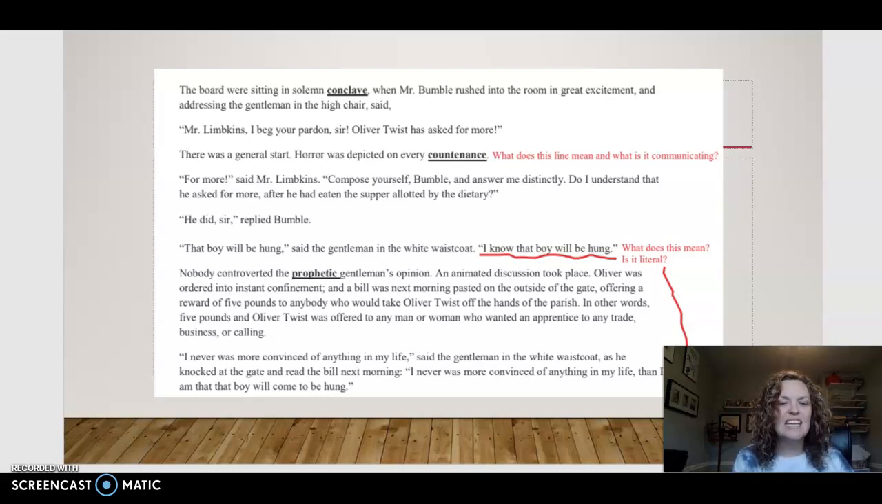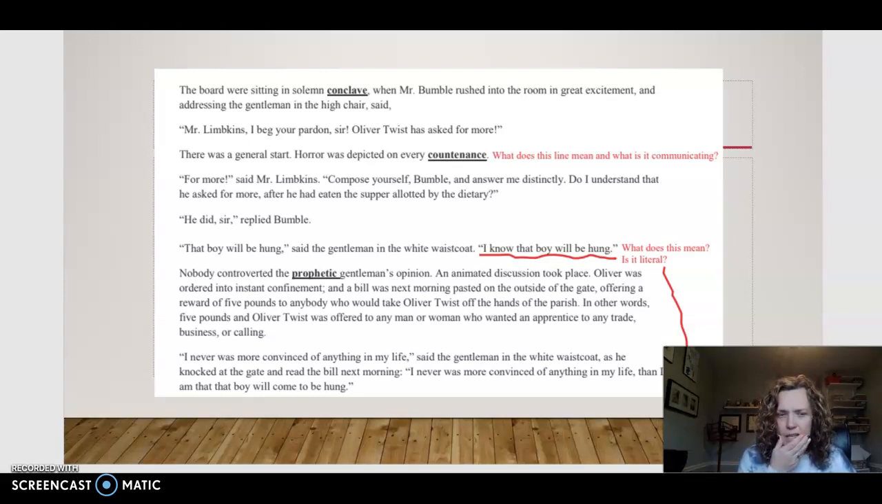Oliver was ordered into instant confinement, and a bill was next morning pasted on the outside of the gate, offering a reward of £5 to anybody who would take Oliver Twist off the hands of the parish. In other words, £5 and Oliver Twist was offered to any man or woman who wanted an apprentice to any trade, business, or calling. "I was never more convinced of anything in my life," said the gentleman in the white waistcoat as he knocked at the gate and read the bill the next morning. "I was never more convinced of anything in my life that I am that boy will come to be hung."